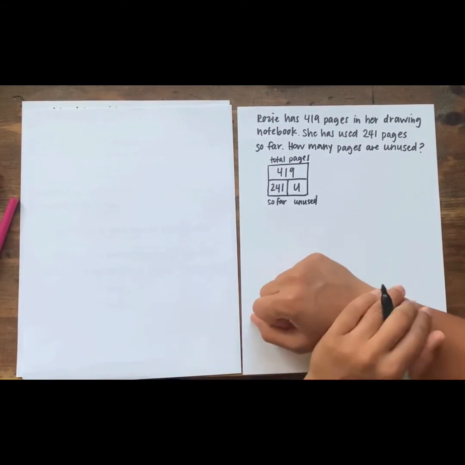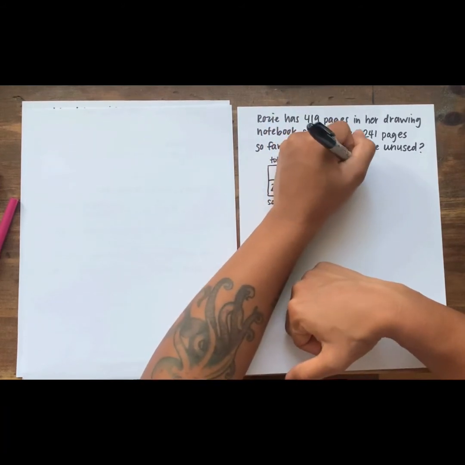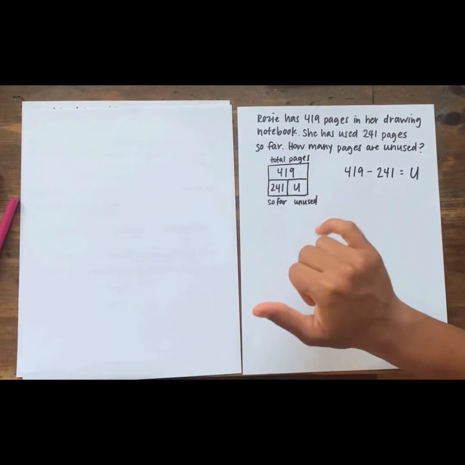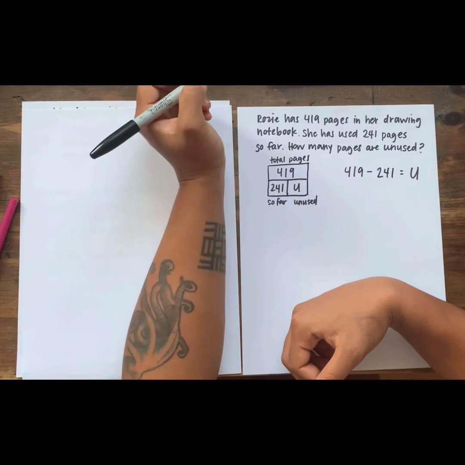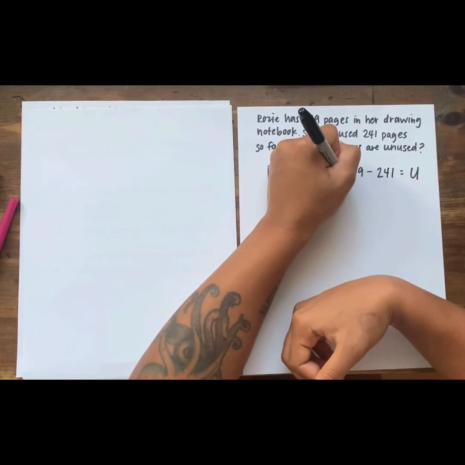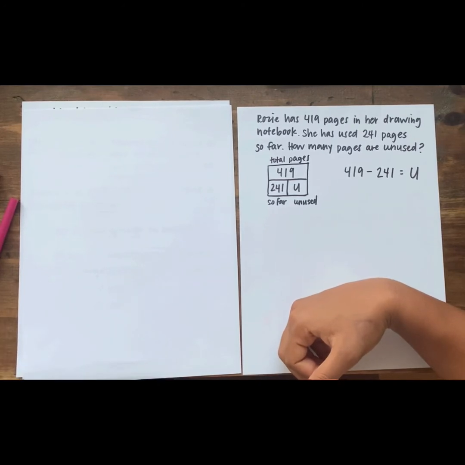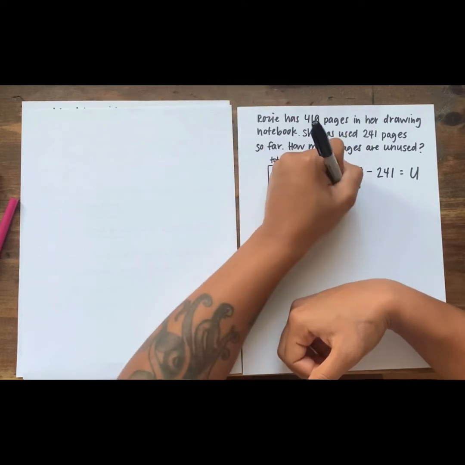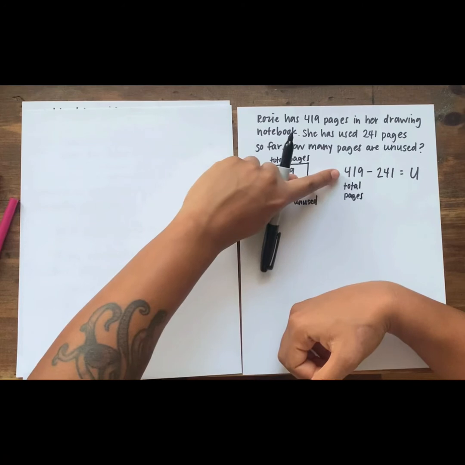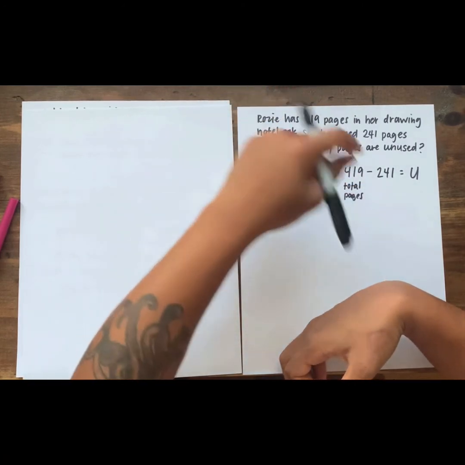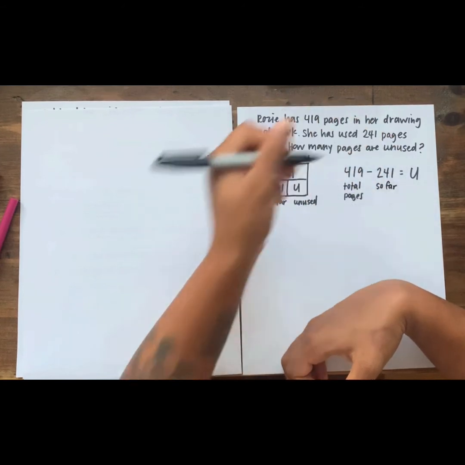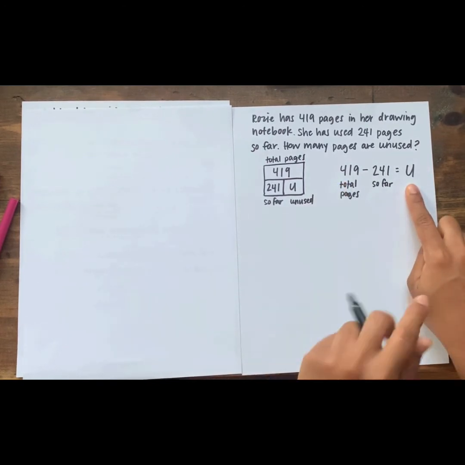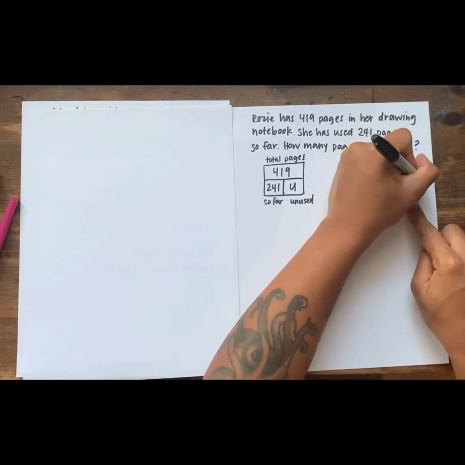I also have friends use an equation that looks like this. Why does this equation also match the story? Say it out loud. Yes, that's right. This equation also works because 419 represents the total pages, and we're starting with the whole here, and then subtracting the part that we know, the part that has been used so far. If we subtract the part we know from the whole, we can find the part that we need, which are the pages that are unused.